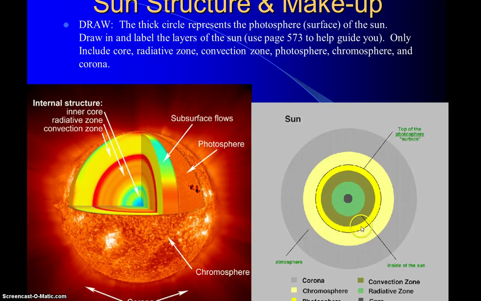We have the convection zone right here. In convection, the energy is coming out through waves, through the plasma, like bubbling up. And then we have our radiative zone right here. You need to draw that in and label it. Put a little line right here and extend it out and put radiative zone. That energy is being transferred from the core outward through radiation.